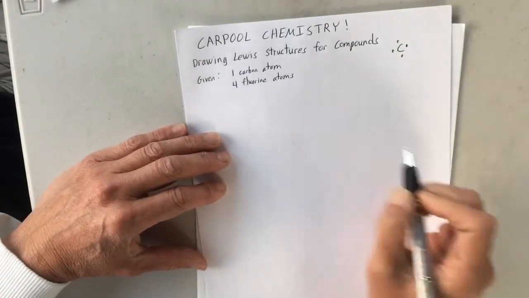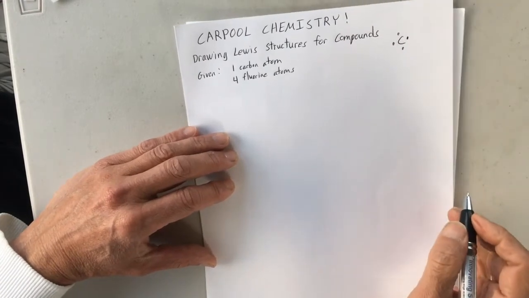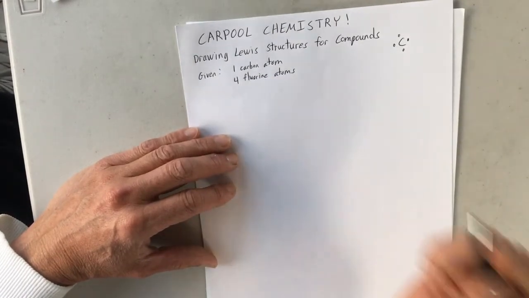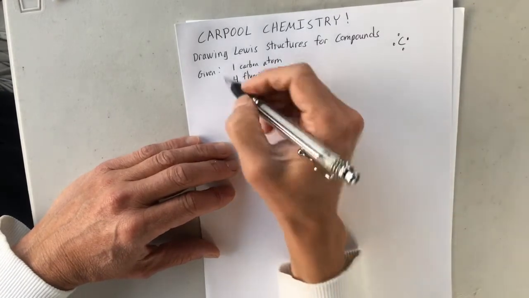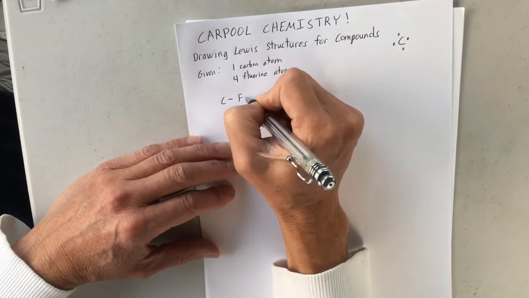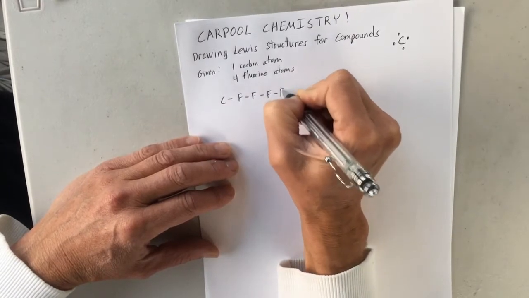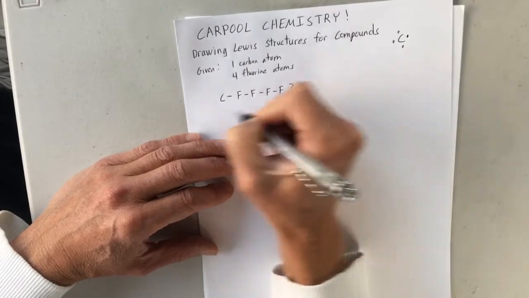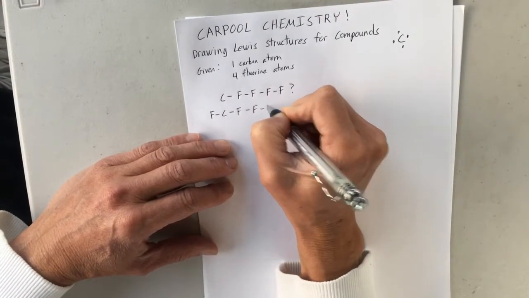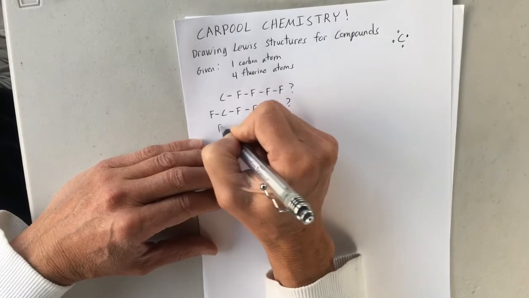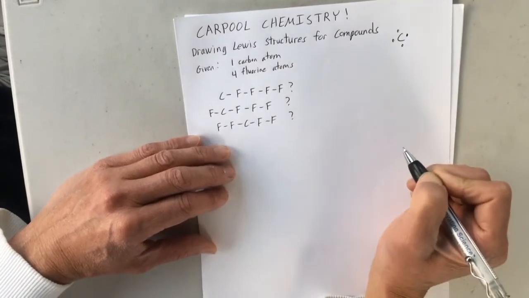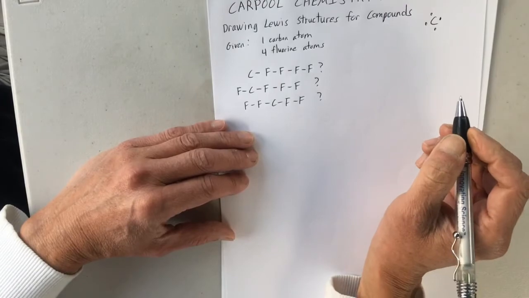But what happens when carbon combines with other atoms? How does it behave? Let's find out by drawing the Lewis structure for this compound that has 1 carbon atom and 4 fluorine atoms. These atoms are linked together, but in what pattern? Carbon could come first, then fluorine, another fluorine, and one more fluorine. Or it could be fluorine first, then carbon, and then fluorine, and fluorine. Or fluorine, carbon, fluorine. There are many different combinations they can link up as, but what is the best combination?